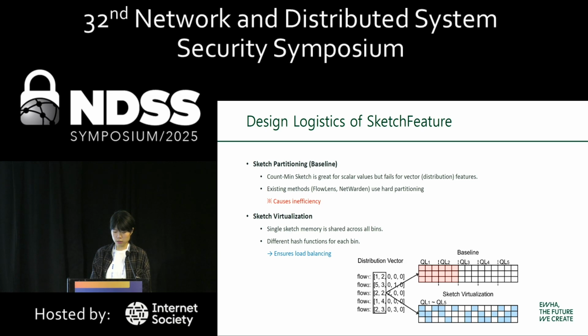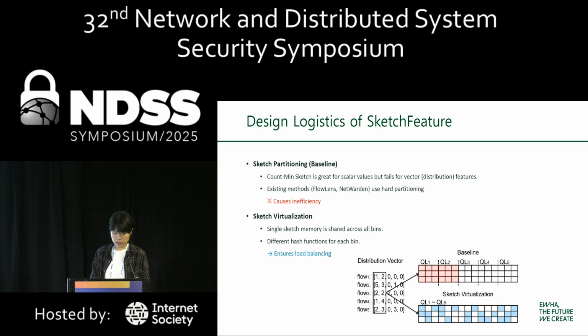And there is a hidden optimization in this design, which is sketch virtualization. Existing methods use sketch partitioning, where each discrete bin is assigned to a separate, physically isolated sketch. However, SketchFeature shares a single sketch across all quantized bins, distinguishing them using hash functions. So the upper side of the figure shows the baseline, which is the sketch partitioning approach.